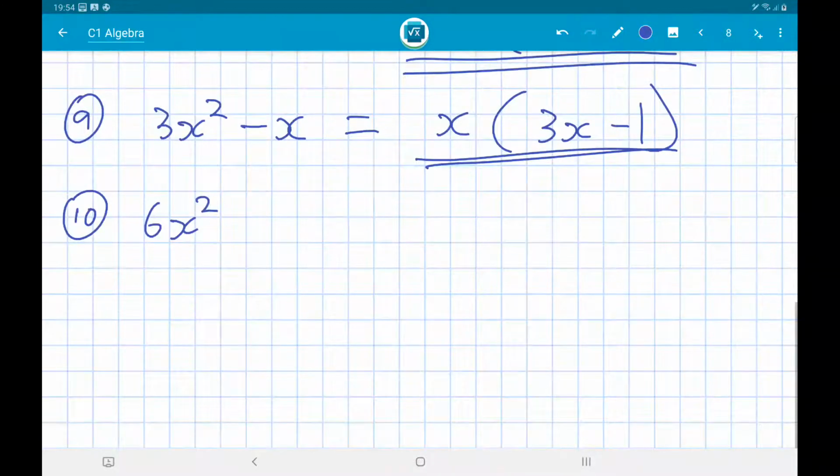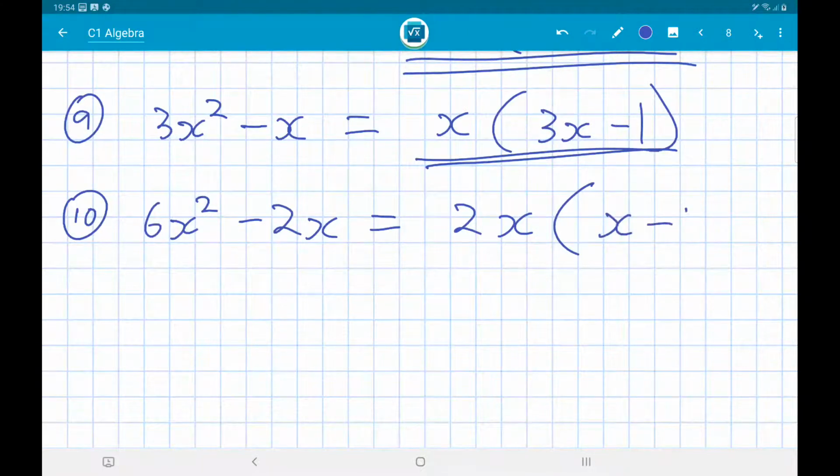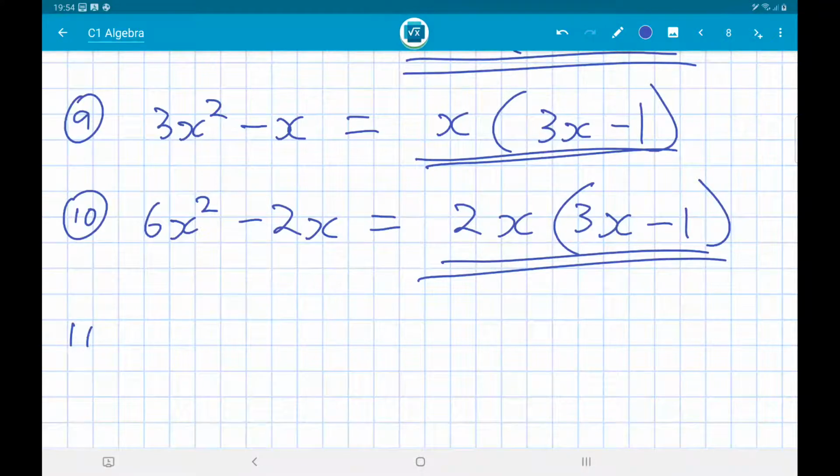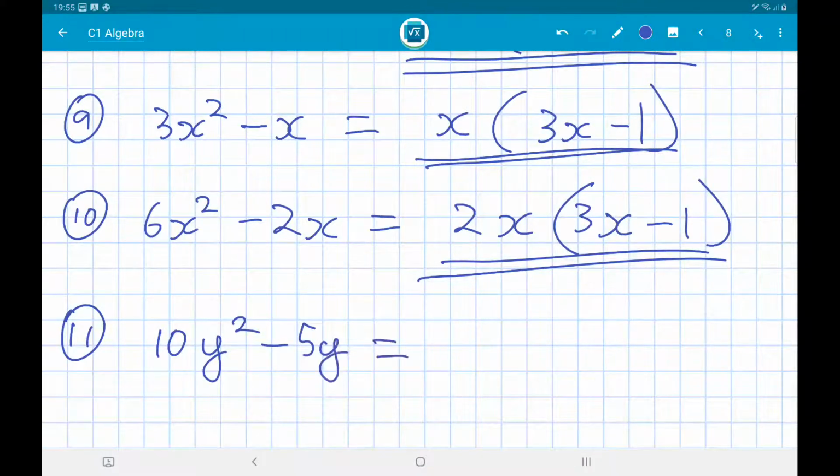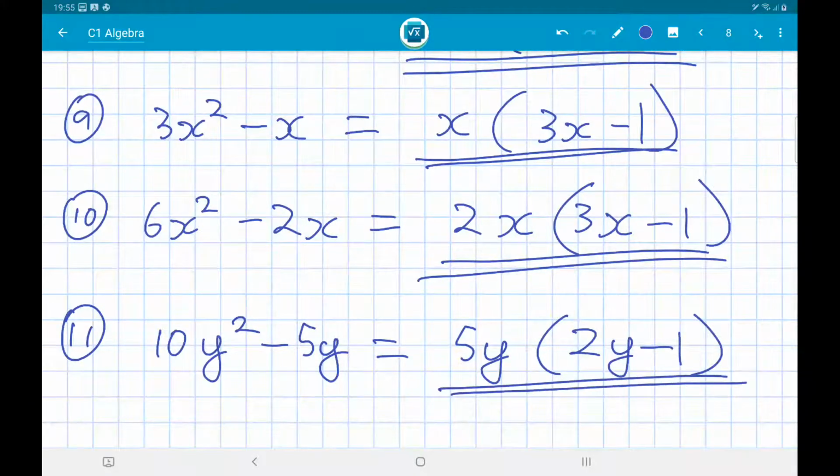6x squared minus 2x gives you 2x on the outside, x minus 1 on the inside. Yes. No. That should be 3x minus 1 on the inside. There you go. 11. 10y squared minus 5y gives you 5y on the outside, and you get 2y minus 1 on the inside. Boom.